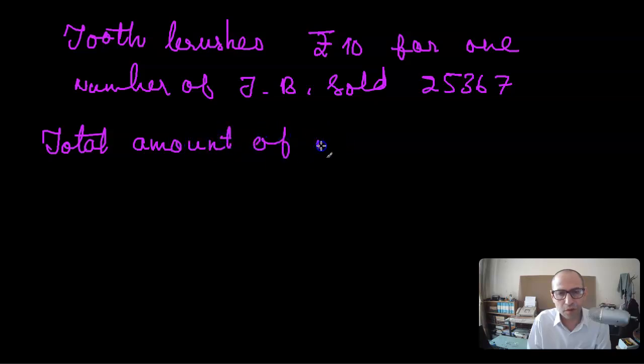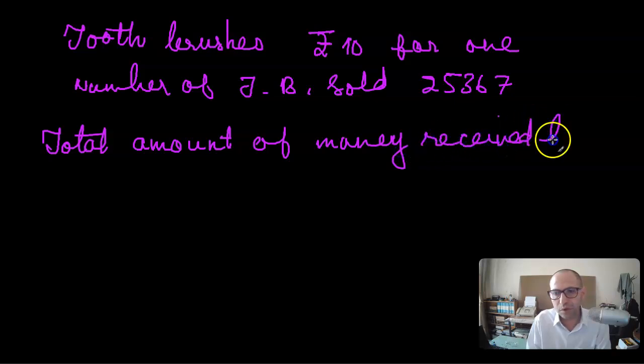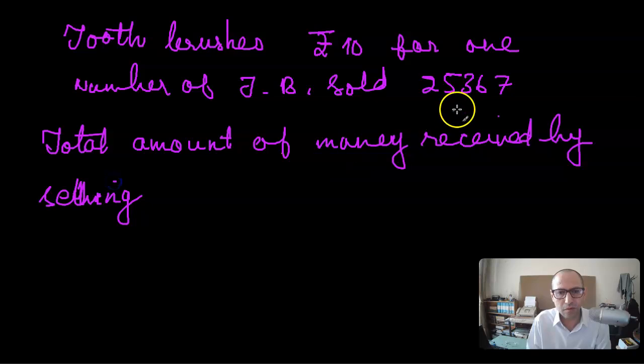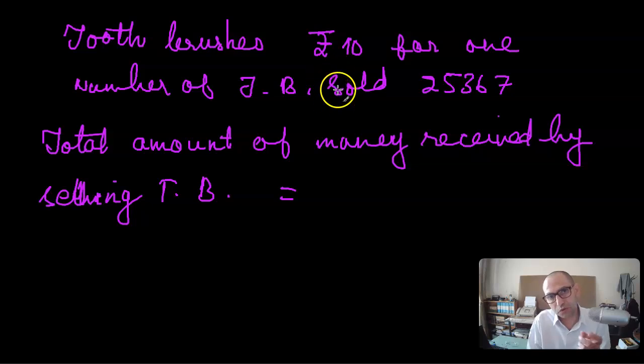of money received by selling, for example, toothbrushes is equal to the unit price for the toothbrush times the number of toothbrushes sold.